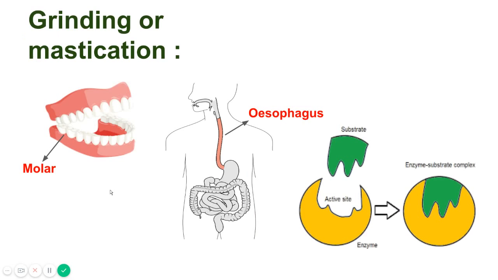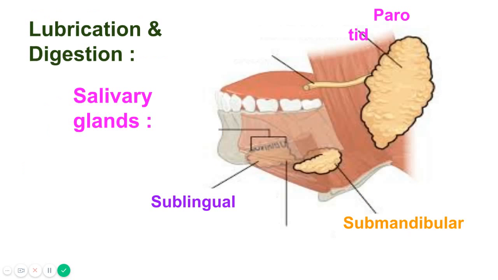Now comes the grinding or mastication. After selection, the food is ground by means of molar teeth into smaller pieces. These are the molar teeth. The grinding is important because the esophagus allows relatively small pieces to pass through it. And the small pieces have much more surface for the enzymes to attack. Now comes the lubrication and digestion.